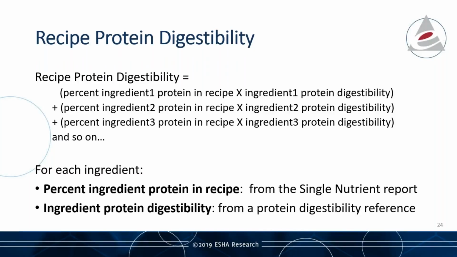We identify the percent that each ingredient contributes to protein from the single nutrient report in Genesis, and we multiply that percent by the ingredient's digestibility factor that we've obtained from a reliable source, like the FAO WHO list or one of those references from the ESHA maintained list. We add each of the products together to come up with the recipe protein digestibility.